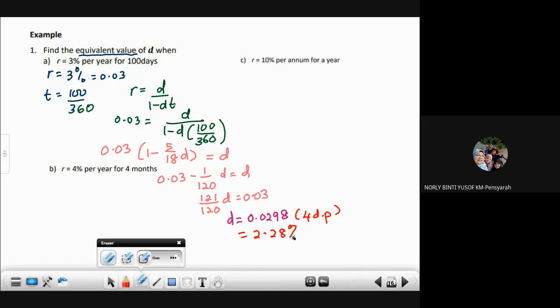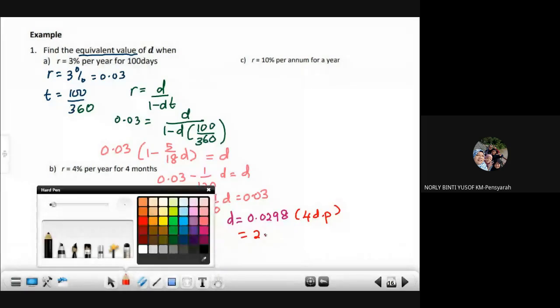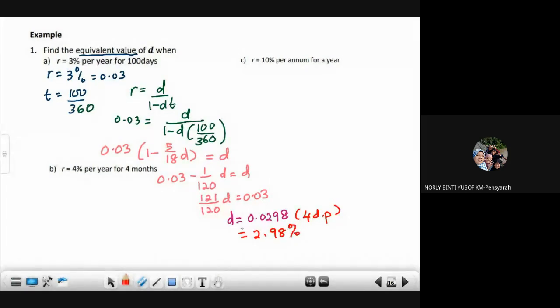So percentage must be into 2 decimal places lah. Dengan harapan you punya D value in decimal tu mesti dalam 4 decimal places. So dekat sini dia takkan pengaruh. So percentage tu adalah 2.98%.